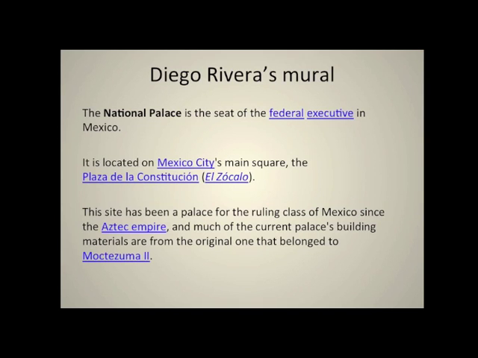Before we talk about that, let's take a look at some background and some context. So Diego Rivera's mural is at the National Palace. It is in the seat of the federal executive in Mexico. It's located on Mexico City's main square. And the site has been a palace for the ruling class of Mexico since the Aztec Empire, and much of the current palace's building materials are from the original one that belonged to, does anyone know how to say this? Moctezuma II?